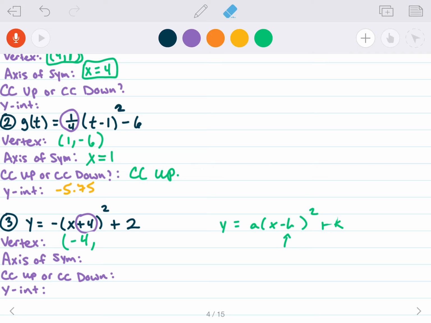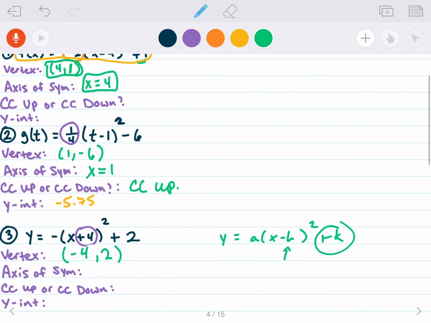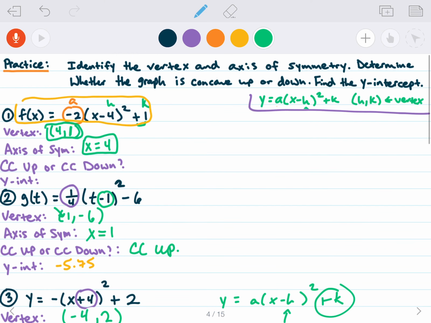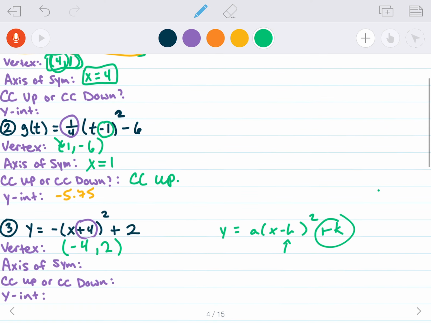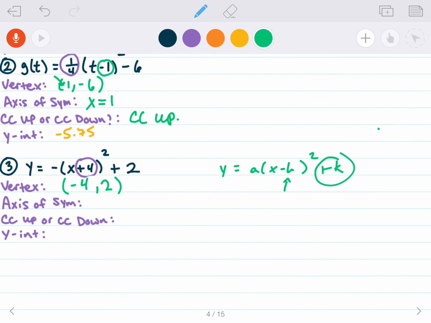And our k is just going to be as it is. It's positive 2. We don't switch signs for k. But notice that, for our previous h's, we had a negative 1, so we made it positive here. And then for the first one, we had a negative 4, so we made it positive here. But the k's are just how they are. So, all right, that's our vertex.